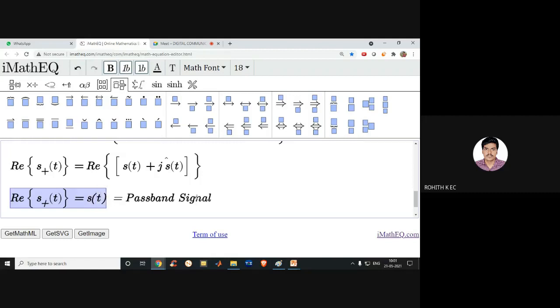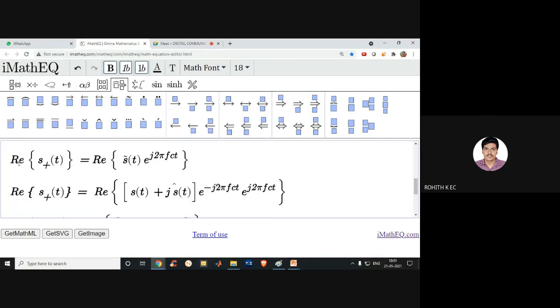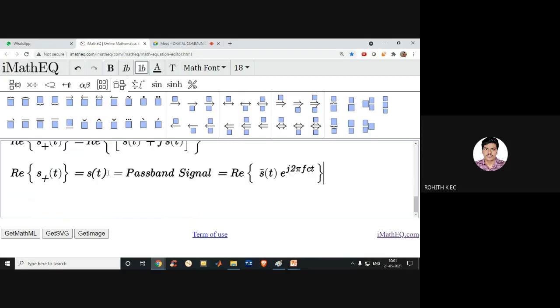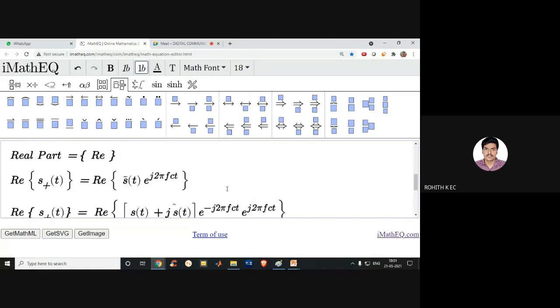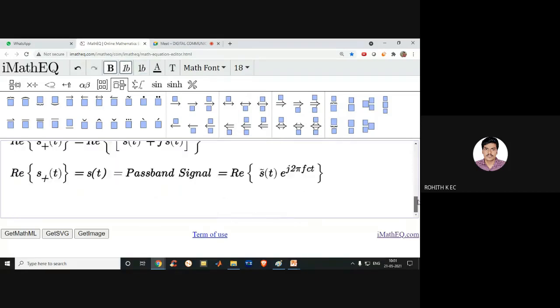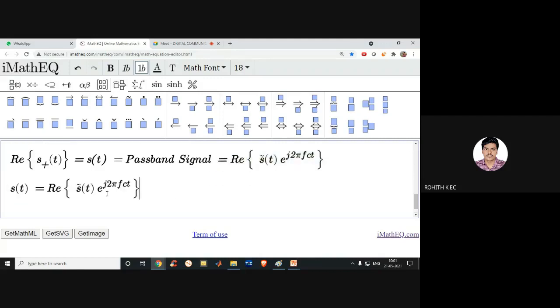Not only this, we started off with this equation, that is, the real part of the pre-envelope is equal to the real part of s tilde of t into e power j 2 pi f c t. Therefore, I can copy this and paste it here. I can say that s of t is also equal to the real part of s tilde of t into e power j 2 pi f c t, because this is nothing but the real part of the positive pre-envelope. Therefore, s of t is equal to the real part of the complex envelope multiplied by e power j 2 pi f c t.